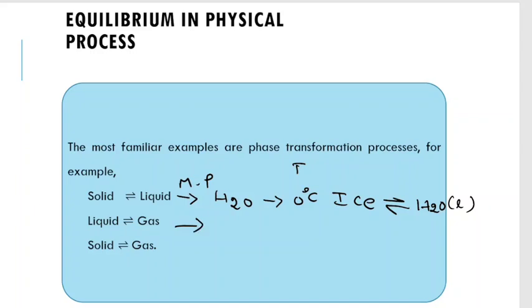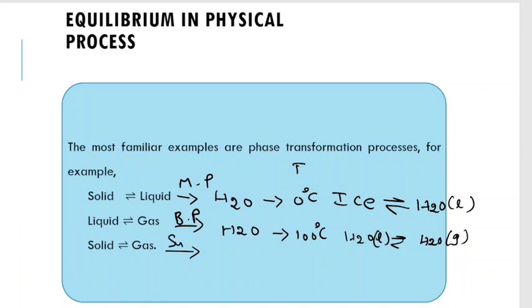Now, when the liquid is converting into the gas, we call that process vaporization. And at the boiling point, for example, if we consider H2O at 100 degrees centigrade, the H2O liquid will exist in equilibrium with the H2O gas, nothing but steam. Similarly, if the solid is converting into the gas, it is called sublimation. Let us see an interesting case here.